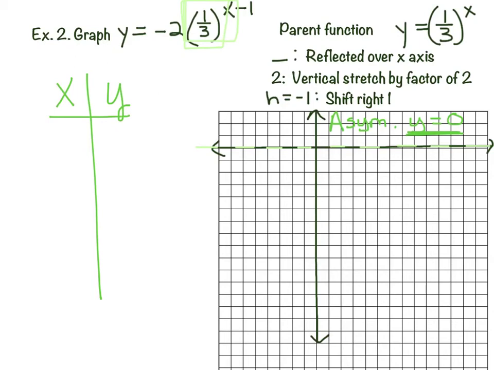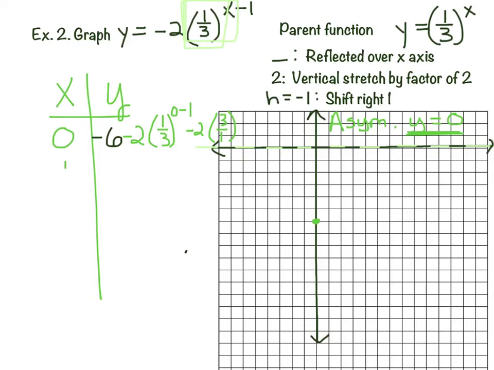All right, always start with 0. When x is 0, we're going to have -2 times 1/3 to the 0 minus 1. So that is the same thing as saying -2 times 3 over 1, because the -1 power means reciprocal. -2 times 3 is -6. So (0, -6) is going to be our first point here. Right there.